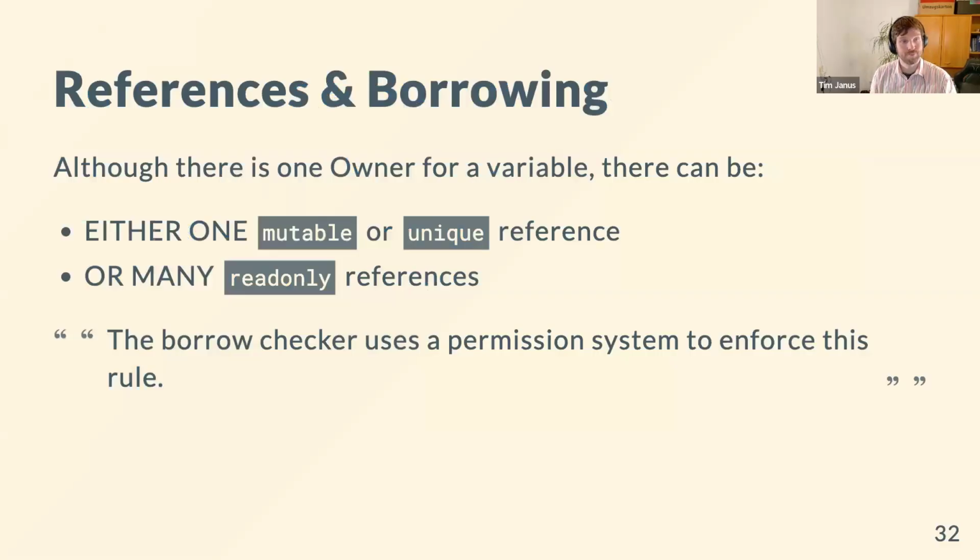But you can have references, and there may be either one mutable reference, therefore it's also often called a unique reference, or there are many read-only references. And for the borrow checker, there's one model that uses a permission system to explain how it enforces its rules, and that's something we will take a look at.